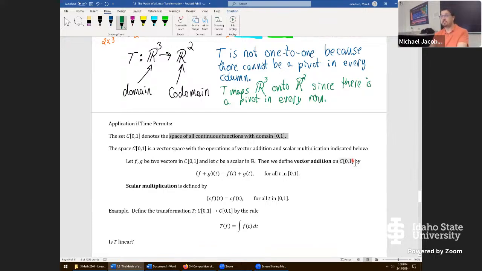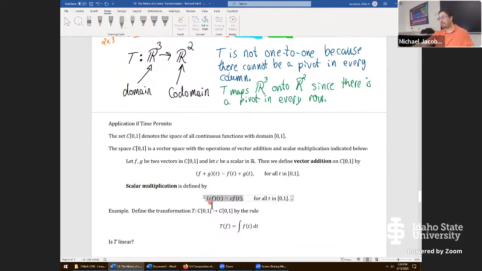Those functions are nice because they are always integrable. They always have a maximum and a minimum that you can find, an absolute max, an absolute minimum. This turns into a vector space as long as you define the operations just right. So this right here is vector addition. Really, it's just a callback to college algebra. We define the addition of two functions as vectors from this vector space as: just take f of t plus g of t.